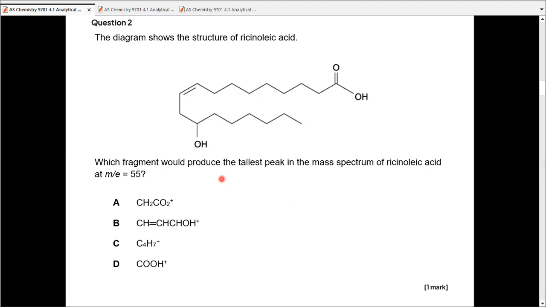B. B, as in beta. Think again. Do you think the m/e value for B would be 55? Have you tried calculating it? It is 55.